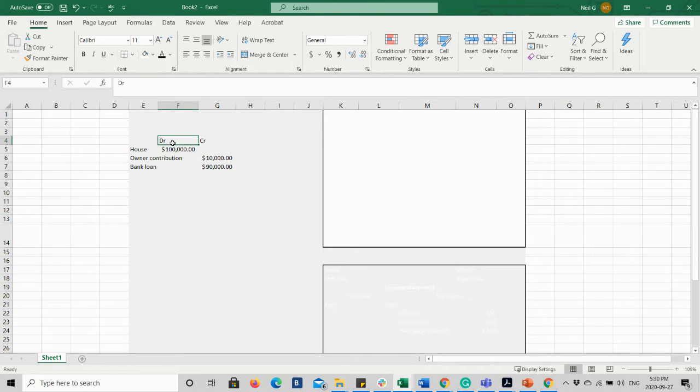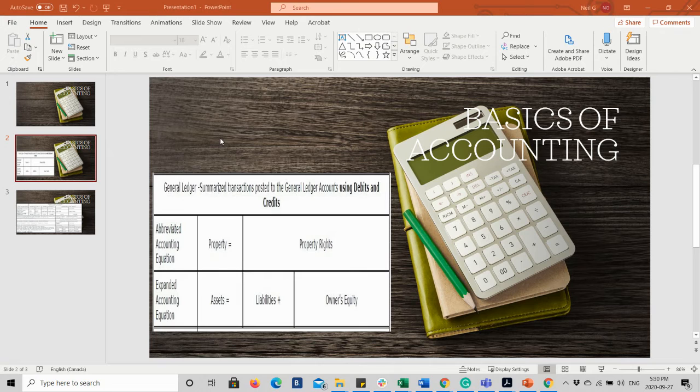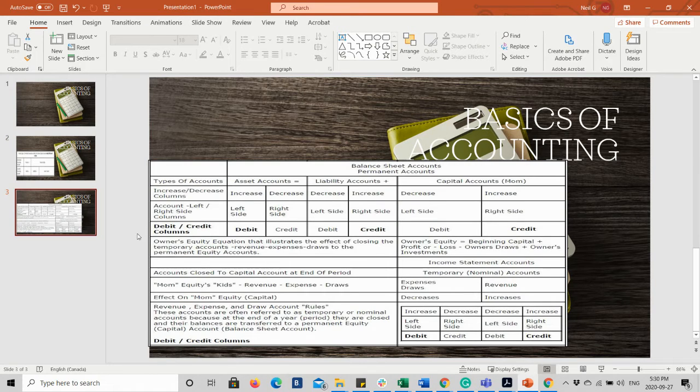Now let's think from the accounting point of view. What is debit? What is credit? For that, we can move to the next slide, which talks about what is debit and what is credit. First, I will cover two important reports. The first one is the balance sheet, which is known as a permanent account, and the second important report is the income statement, which is known as a temporary account.